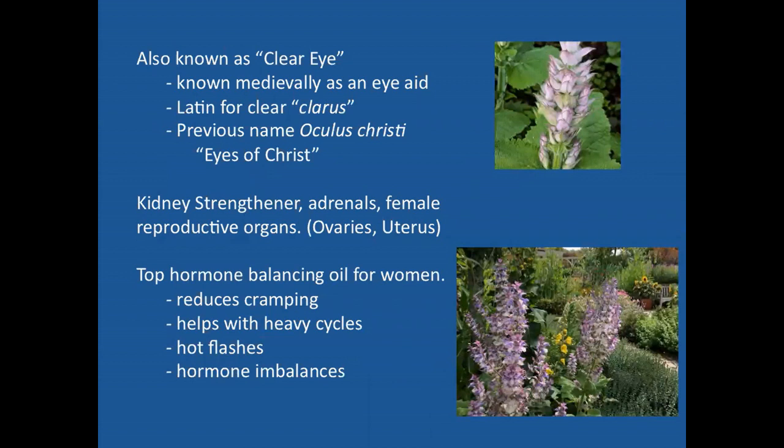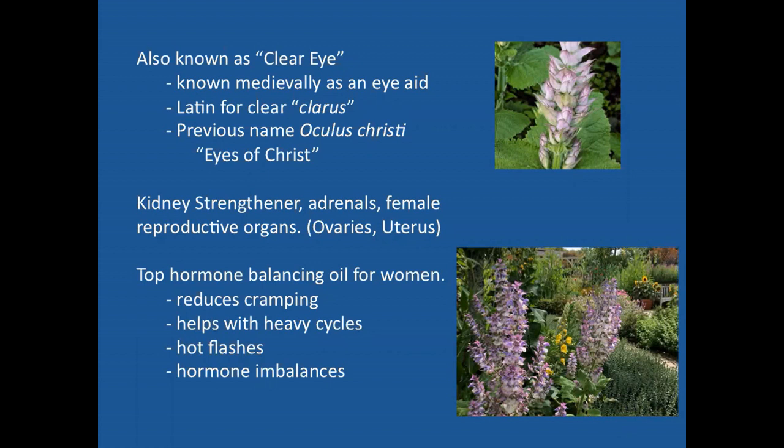So it's also known as clear eye. In the medieval ages, it was known as an eye aid. So Sclarea is part of the genus and species name, and that's from Latin for clear. So clear eyes. Another name, an older name, was Oculus Christi, the eyes of Christ. Oculus is eye, Christi referring to Christ. It also helps strengthen the kidneys and the adrenal glands. So someone who has had just a lot of taxation of their adrenals could benefit from this. Lots of anxiety, perhaps. It benefits the female reproductive organs like the ovaries and uterus.